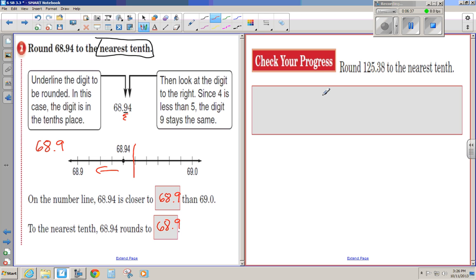All right, so let's take a look at this. 125 and 38 hundredths. So the nearest tenth is right here. We look one digit to the right, and it's higher than 5, so 5 into the sky. So that means this 3 gets rounded up. 125.4.